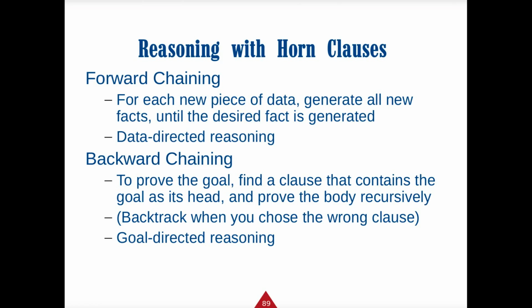Forward chaining is, for each new piece of data, generate new facts until the desired fact is generated. So basically forward chaining is doing data-directed reasoning, which means that as you add new facts, you're going to keep on rebuilding the list. Backward chaining is, whatever your goal is, prove the goal, and to prove the goal, go back from the goal until you get to all the proof statements.